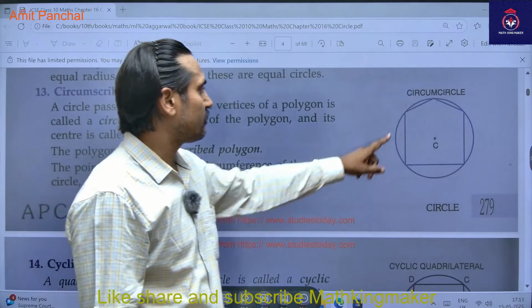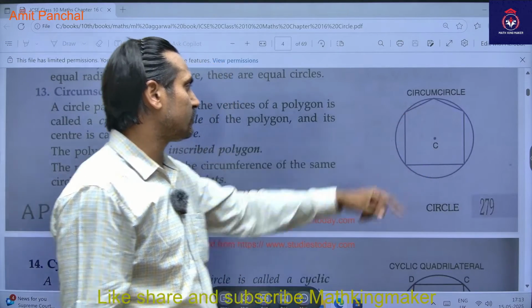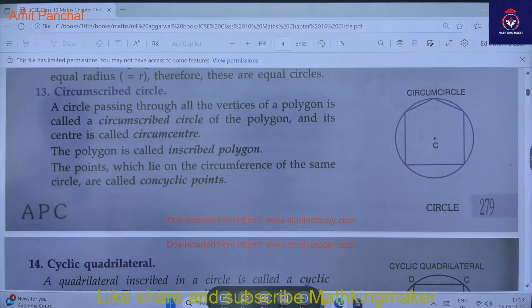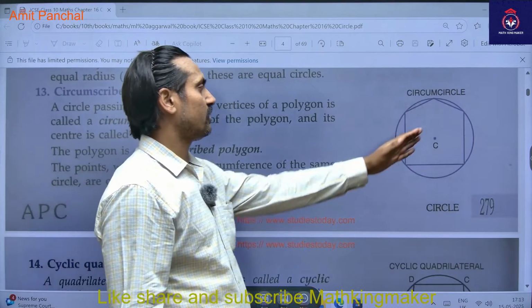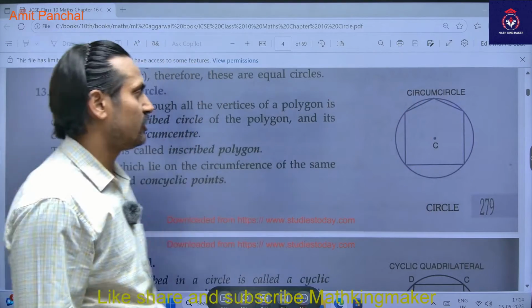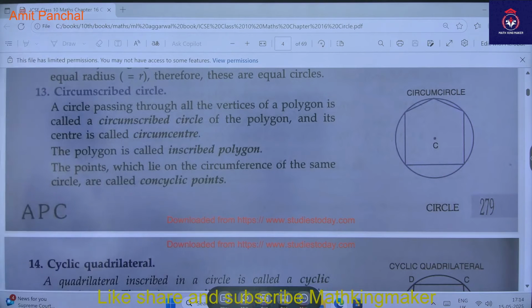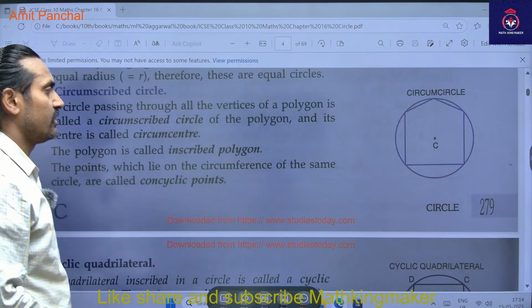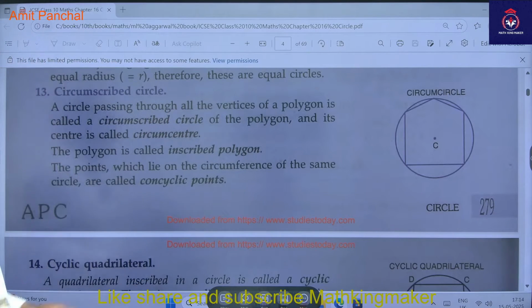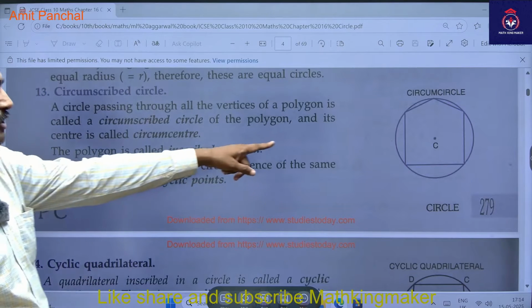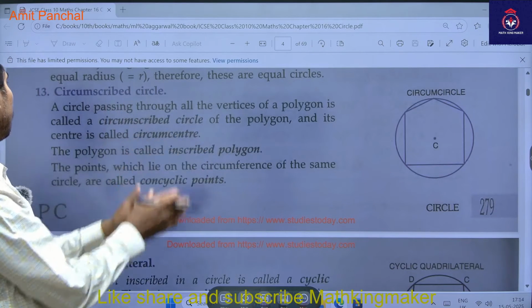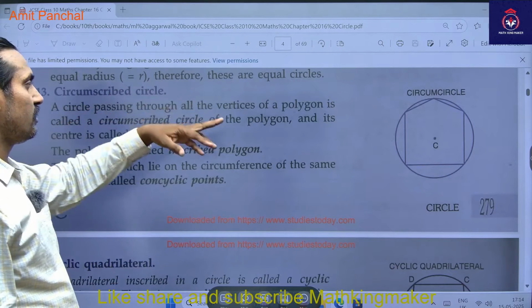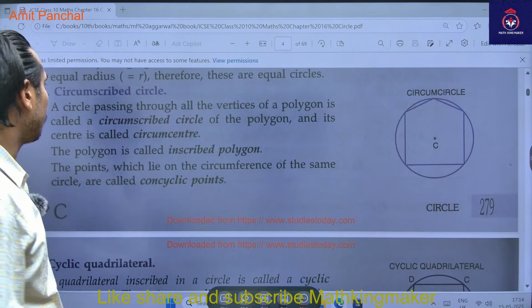Circumscribed circle: suppose this is a polygon, like a pentagon. If a circle is touching its corners, its vertices, and you have drawn a circle touching the vertices of that polygon, then the polygon is said to be inscribed because it is inside, and the circle is said to be the circumscribed circle.